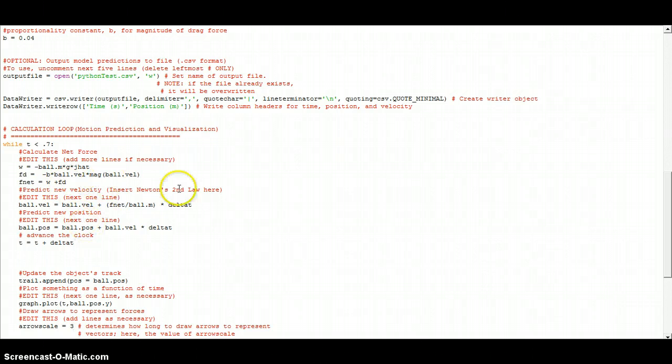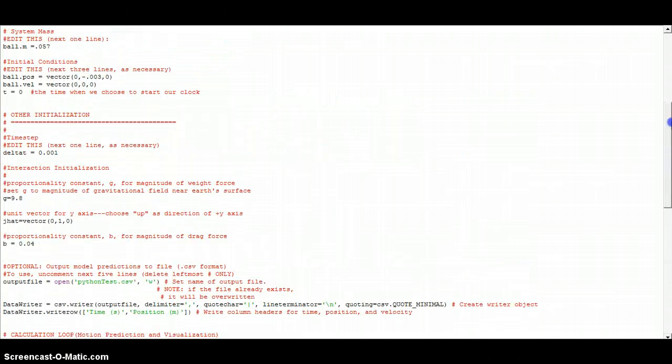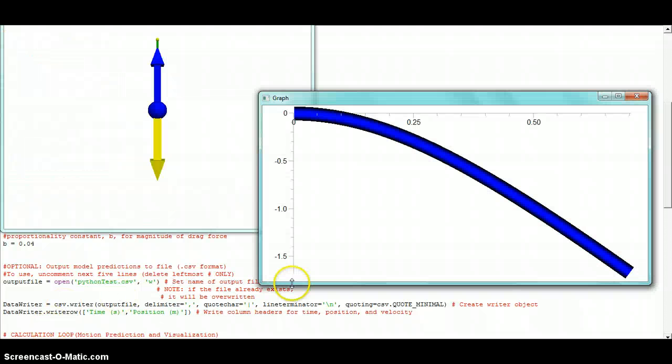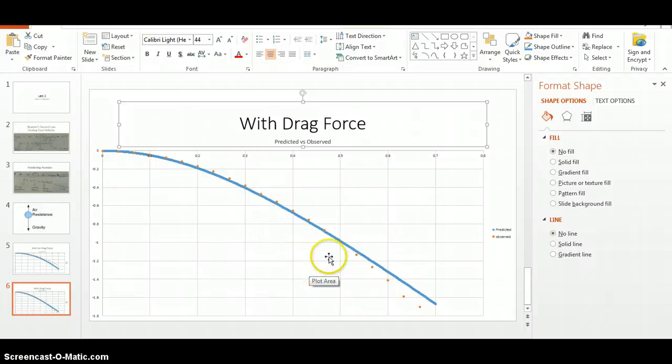The weight force is in the negative y direction and the drag force is in the positive y direction. We also had to find a b that suited my case. After trial and error, I found b to be 0.04, b being our proportionality constant for the drag force. Running it gives us this. After going back and replotting it, here is my final graph. As you can see, it's a lot closer than when I didn't account for drag force.